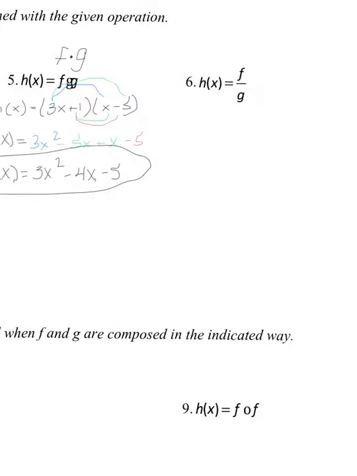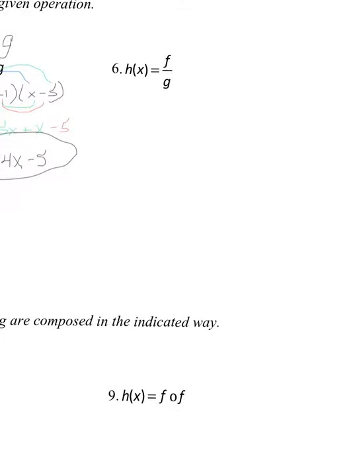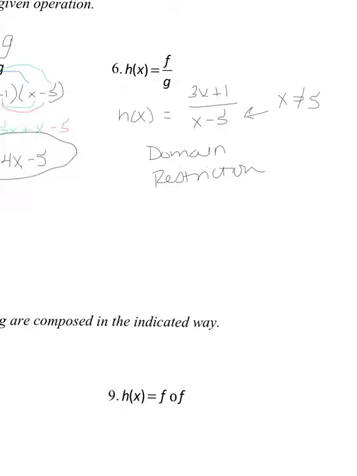All right, guys, for number 6, it's our last combination problem. We are dividing, and so you just write f over g. So that's 3x plus 1 over x minus 5, and there's not any work to do here, but we do need to remember that that's an x minus 5 in the denominator, which means we need a domain restriction. We need to say, hey, that denominator can't be 0. So we need to say, what can x not be? And the answer is x cannot equal 5. And so we have to say that.